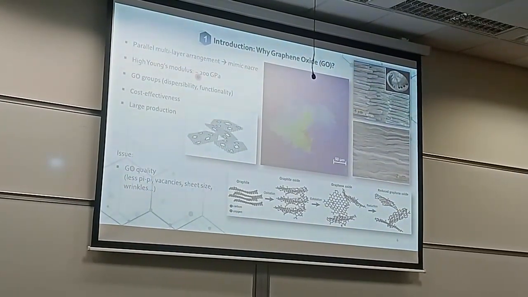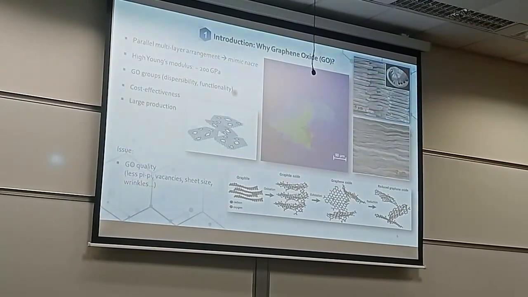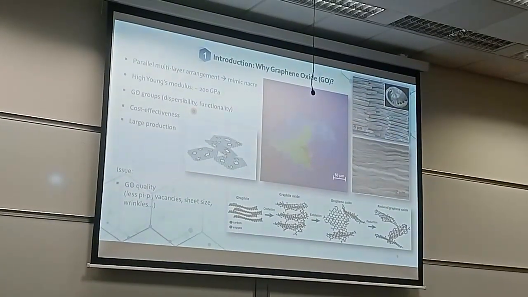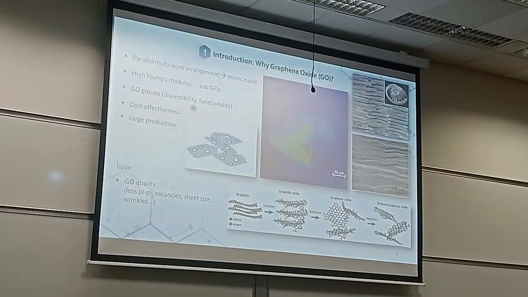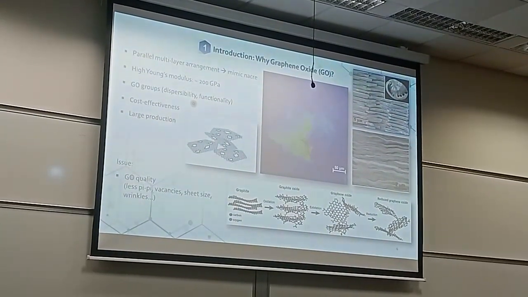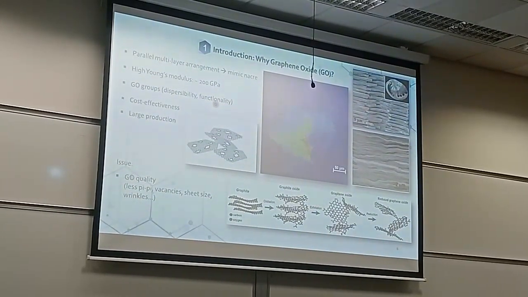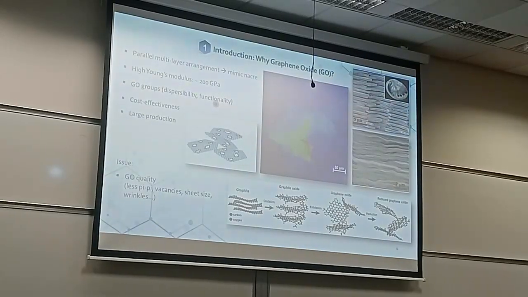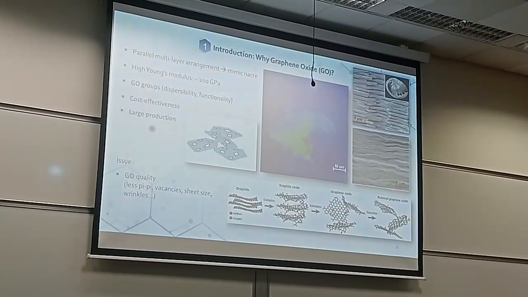What is also important for us is that it has certain oxygen groups on its surface, which can help us disperse it in water, for example, and functionalize it with other molecules, if we want to bind it with other particles or maybe other 2D materials. Its cost is also important. You know, graphene is very expensive, so cost effectiveness is important, and it can be produced larger than graphene monolayers. So this is important.